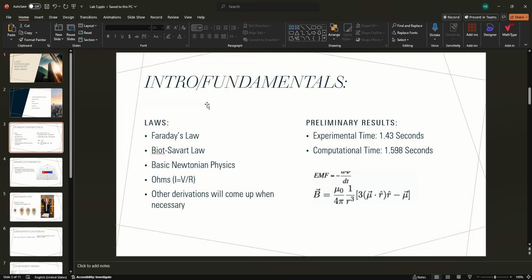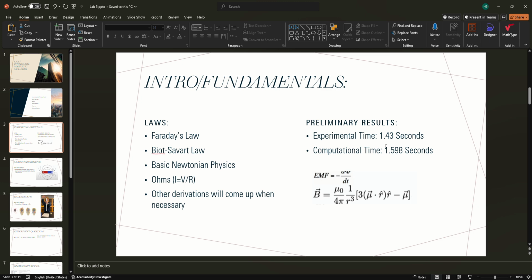So this whole experiment is based around the idea of Faraday's law, Biot-Savart, basic Newtonian principles, Ohm's law, etc. Largely, more than anything else, it's about Lenz's law and how the negative sign in front of this interesting little guy right here is going to impact the direction of how a magnet falling through a conducting tube is going to slow down, which is really interesting. Other derivations will come up when necessary.